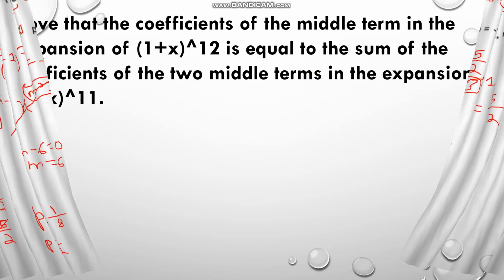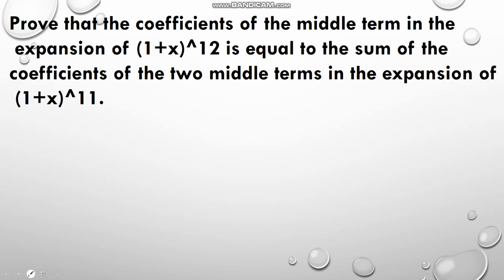This is what we have to do today. Let me start solving. You may read the question. It's telling that the coefficient of the middle term of this, and the coefficients of the two middle terms of this, we have to prove that both are equal.